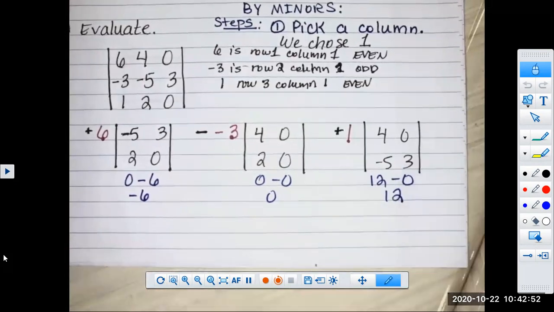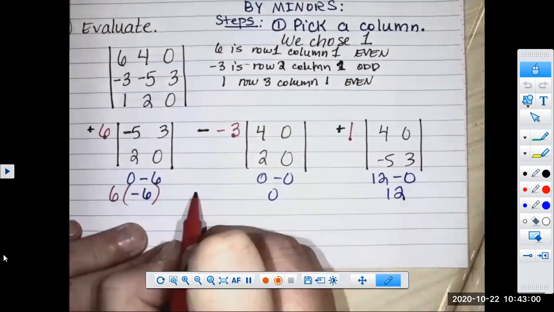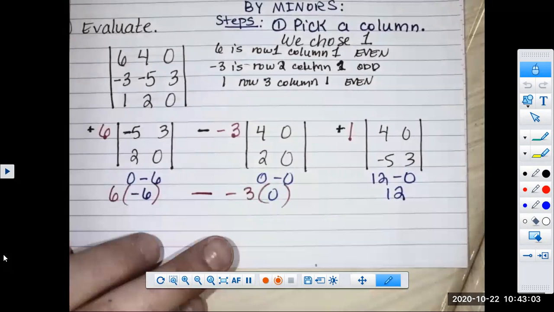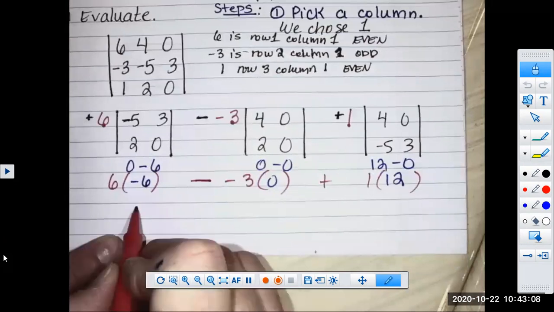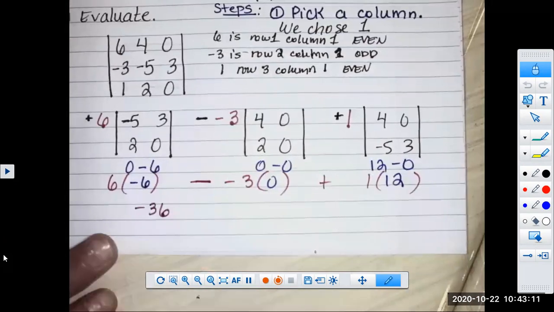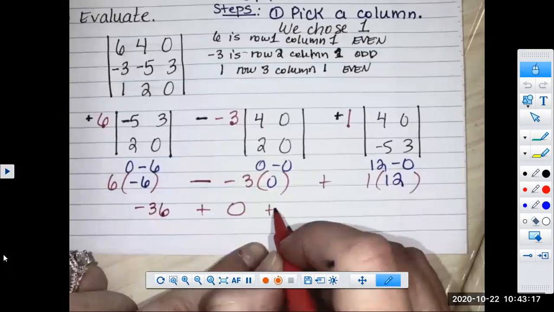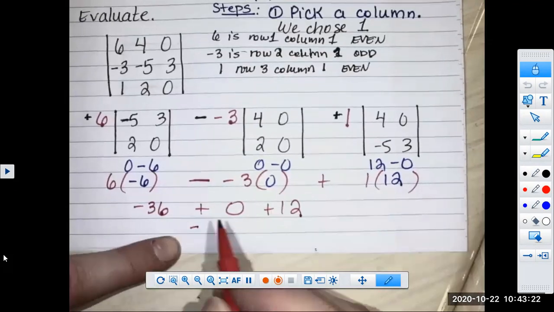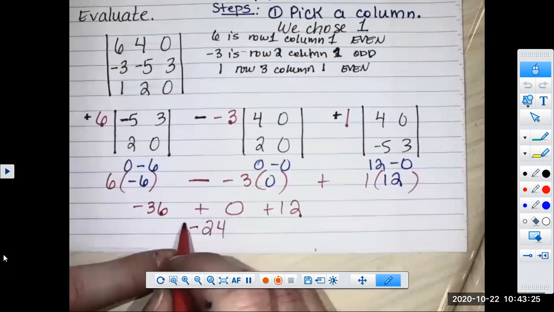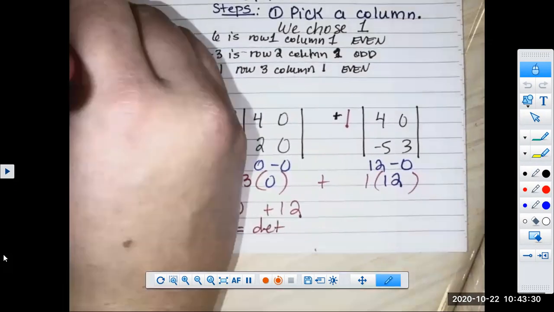Last thing, then you're going to multiply the +6 times that, and then you're going to say minus -3 times that plus 1 times that. That's what you have left. So this will be -36. This is 0. And this is 12. So -24 is your determinant. We'll say C.